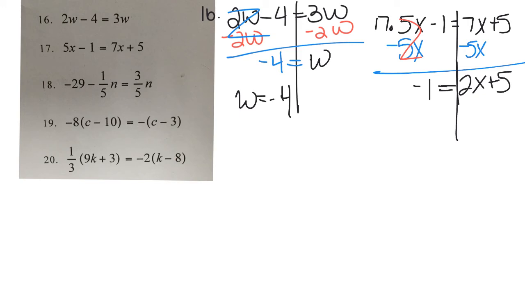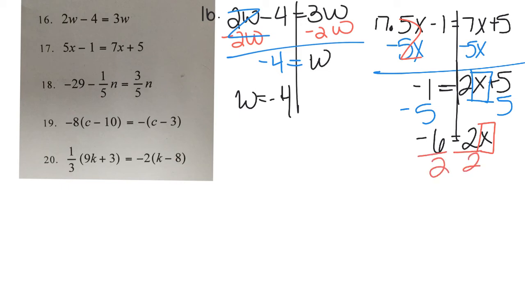Keep that line there. We're going to move the 5 because I want to get x by itself. Minus the 5. Negative 6 equals 2x. Again, we're getting x by itself. That's 2 times x, so we're going to divide by 2. And negative 6 divided by 2 is negative 3 equals x.